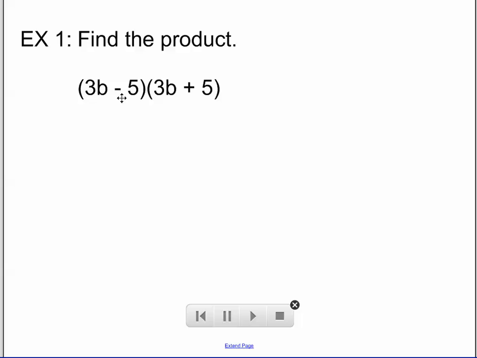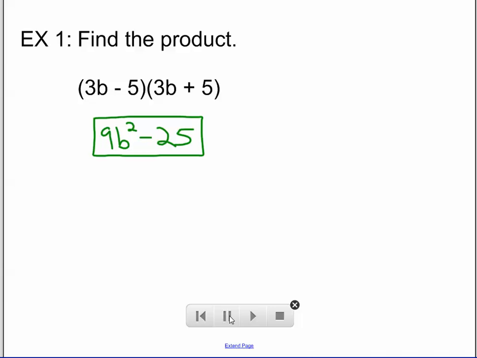So we're being asked to find the product of these two binomials. If we know the pattern and we recognize it, it should be this quick. 9b squared minus 25. And you might be asking yourself, okay, how did he do that so quickly? Let me show you.